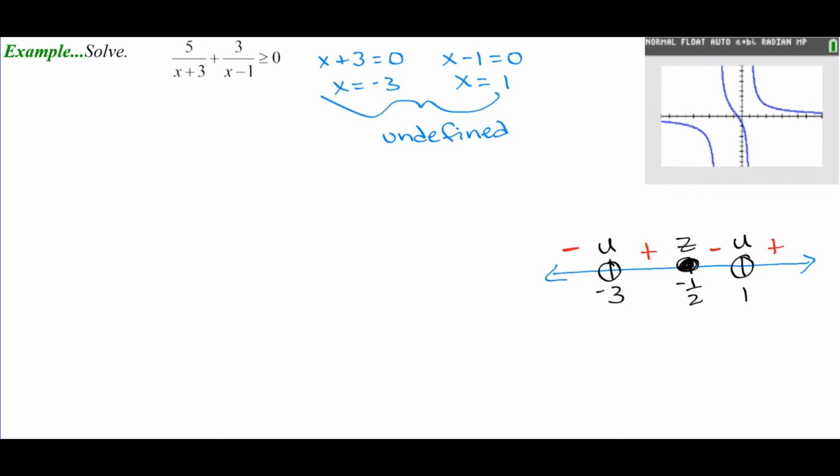So I'm going to go back to my inequality, and it says greater than or equal to 0, so I want the positives. So I want this region including the -1/2, and then this region going to the right forever. So my answer is going to be -3 to -1/2, and then 1 to infinity.